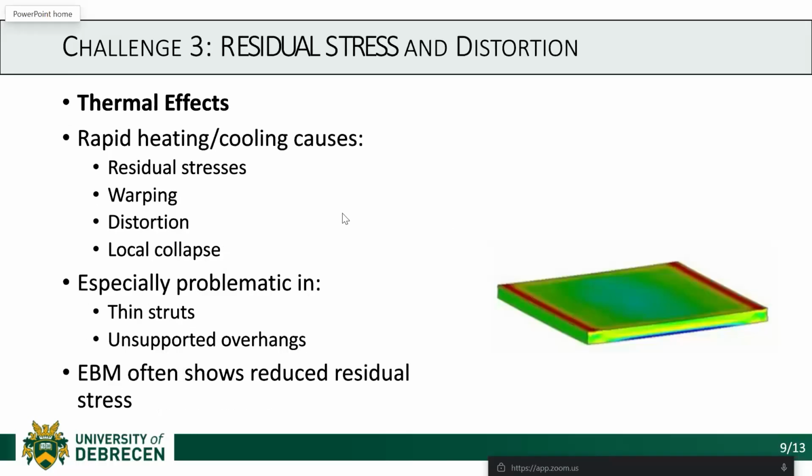The next challenge is the residual stress and distortion because of the heat, because of the very high temperature during the laser melting. These problems especially can be experienced in the case of thin struts and unsupported overhangs.